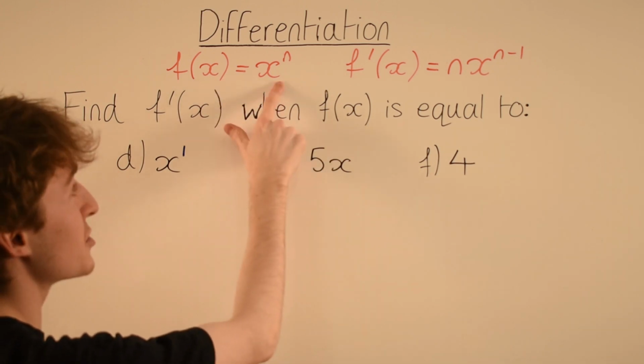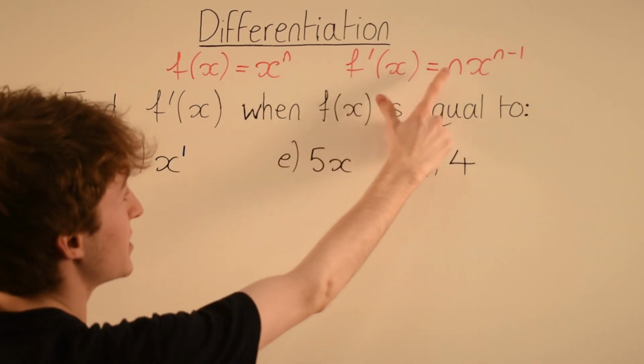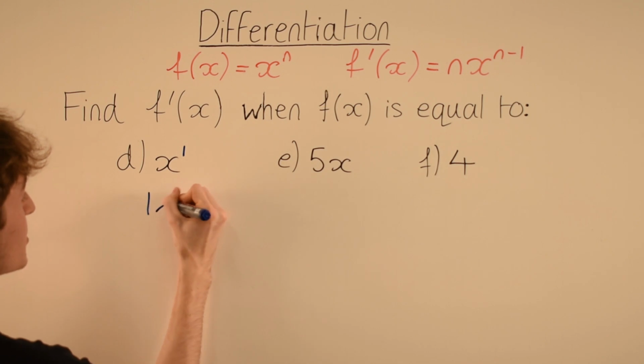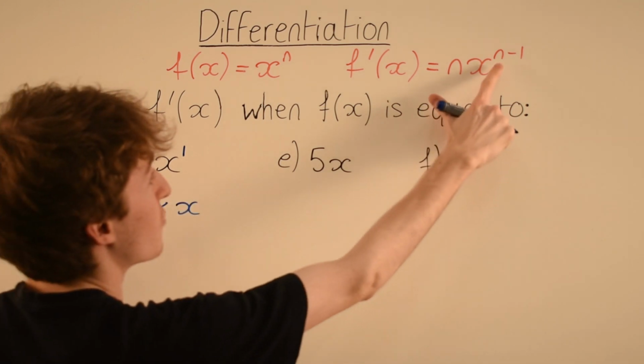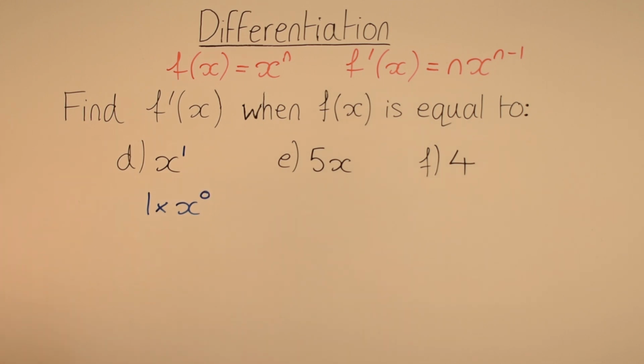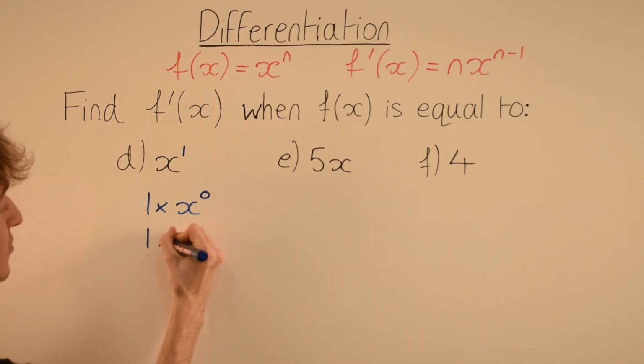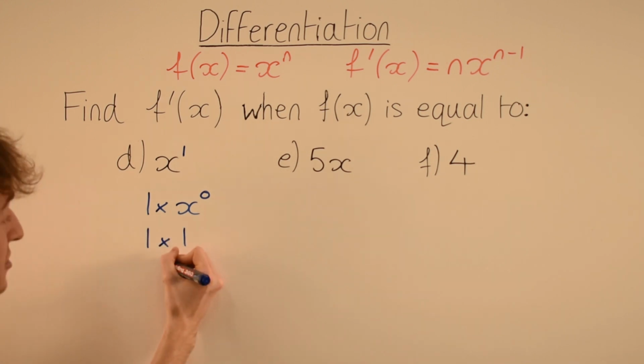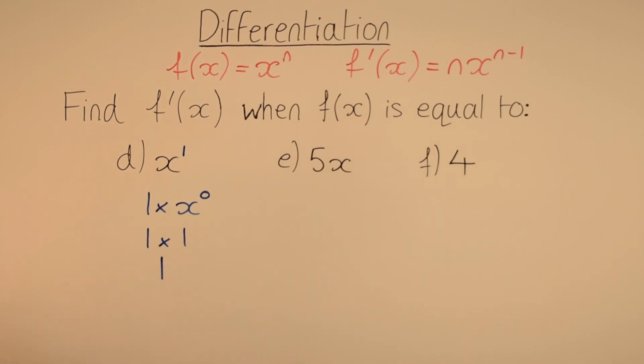Which means we can now use this rule, and f dash of x is just 1 multiplied by x to the power of 1 minus 1, which is 0. x to the power of 0 is just 1, because anything to the power of 0 is 1. So this is now equal to 1 multiplied by 1, which is just 1. So if we're ever given x, then we know that it differentiates to just give 1.